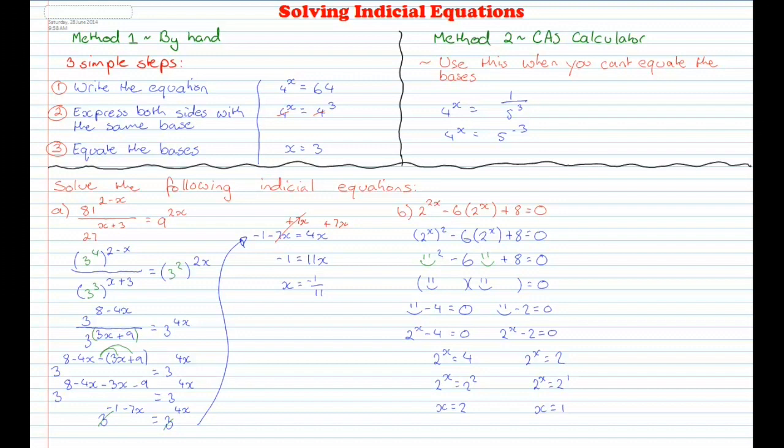Now when you see these 2 to the power of x's, what I can do is substitute a smiley face in, recognising that this here is actually quadratic. So what I get then is smiley face squared minus 6 smiley face plus 8 is equal to 0. Now because it's a quadratic, I need to look for the factors of 8 that add to negative 6.